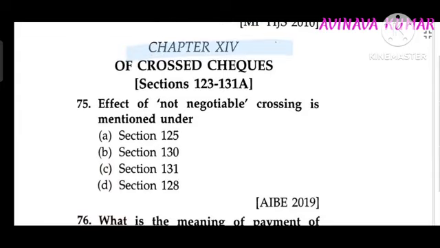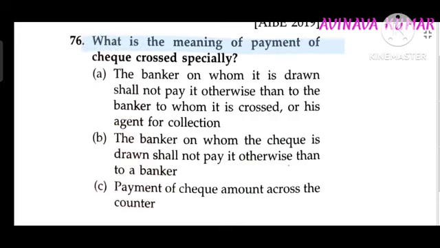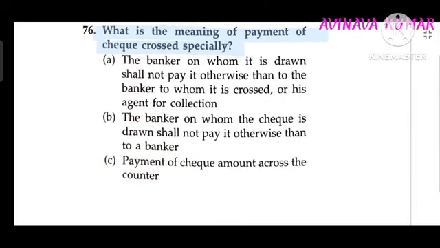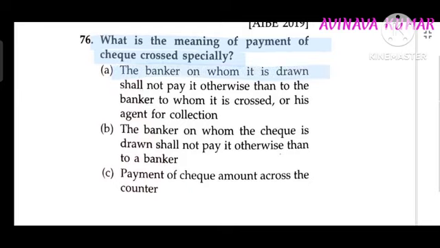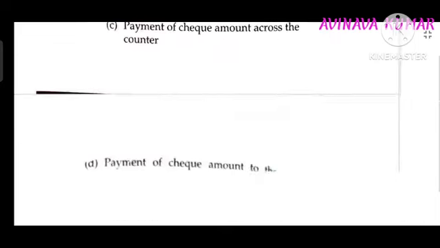Chapter 14 Crossing of check, section 123 to 131. Effect of non-negotiable crossing mentioned under section 130. What is the meaning of payment of check crossed specially? The banker on whom it is drawn shall not pay it otherwise than to the banker to whom it is crossed or his agent for collection.